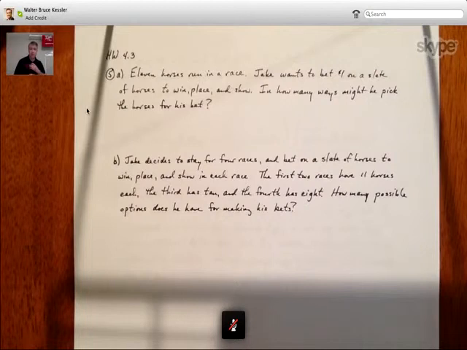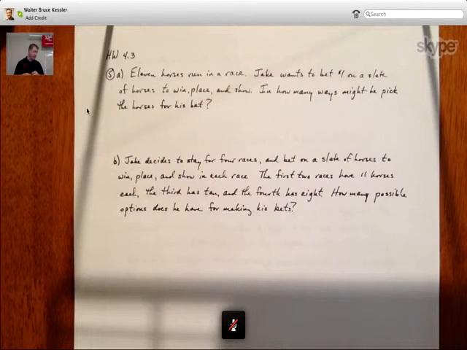Jake wants to bet $1 on a slate of horses to win, place, and show. Now that's a little confusing in that when I first read that, it wasn't clear to me whether you had to pick the winner, pick the placer, and pick the shower. Just because we're working in the section of the book on combinations, I'm going to assume it just means you're picking 3 horses and they finish in the top 3 places. So that's the way I'm going to work the problem.